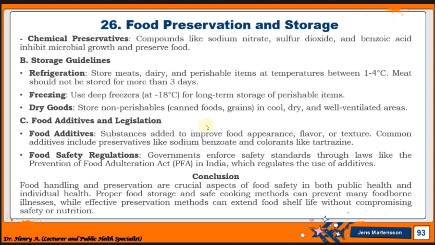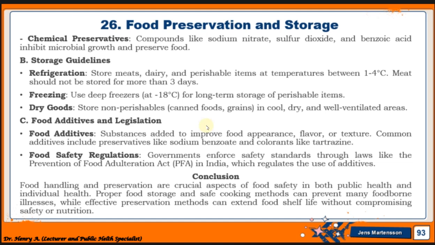Chemical preservation. Under chemical preservation, you have compounds such as sodium nitrate, sulfur dioxide, and benzoic acid. They all inhibit microbial growth and then they preserve your food. Now let us see the next part, which is storage guidelines. How do you store food?